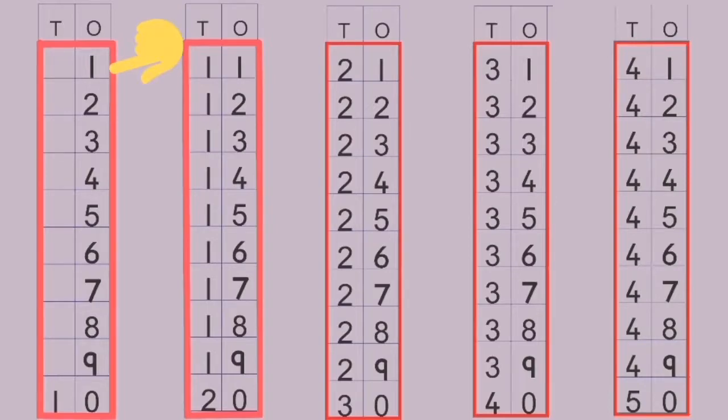So let's start. 1, 2, 3, 4, 5, 6, 7, 8, 9, 10, 11, 12, 13, 14, 15, 16, 17, 18, 19, 20, 21, 22, 23, 24, 25, 26, 27, 28, 29, 30, 31, 32, 33, 34, 35, 36, 37, 38, 39, 40, 41, 42, 43, 44, 45, 46, 47, 48, 49, 50. This is 1 to 50.